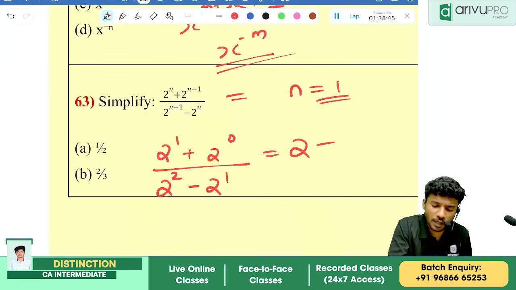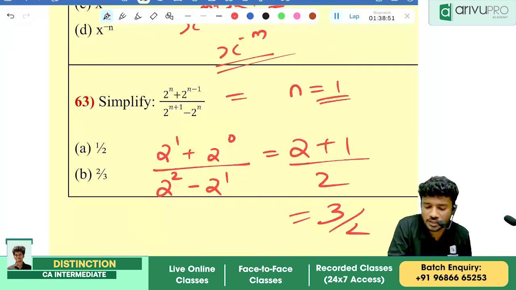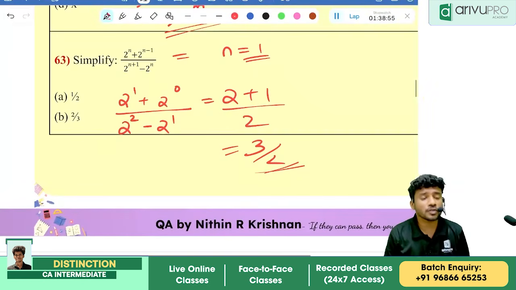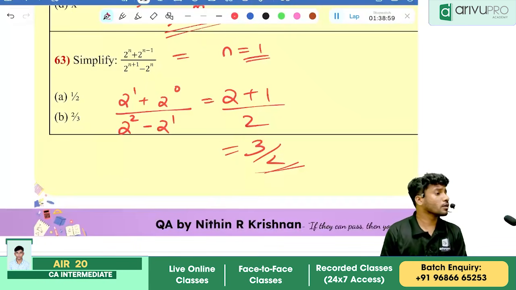2 plus 1 divided by 4 minus 2 is how much? 2. Answer is how much? 3 by 2. Which option is the answer? There is no option like 3 by 2. Then what is the case? What assumption did we do wrong?